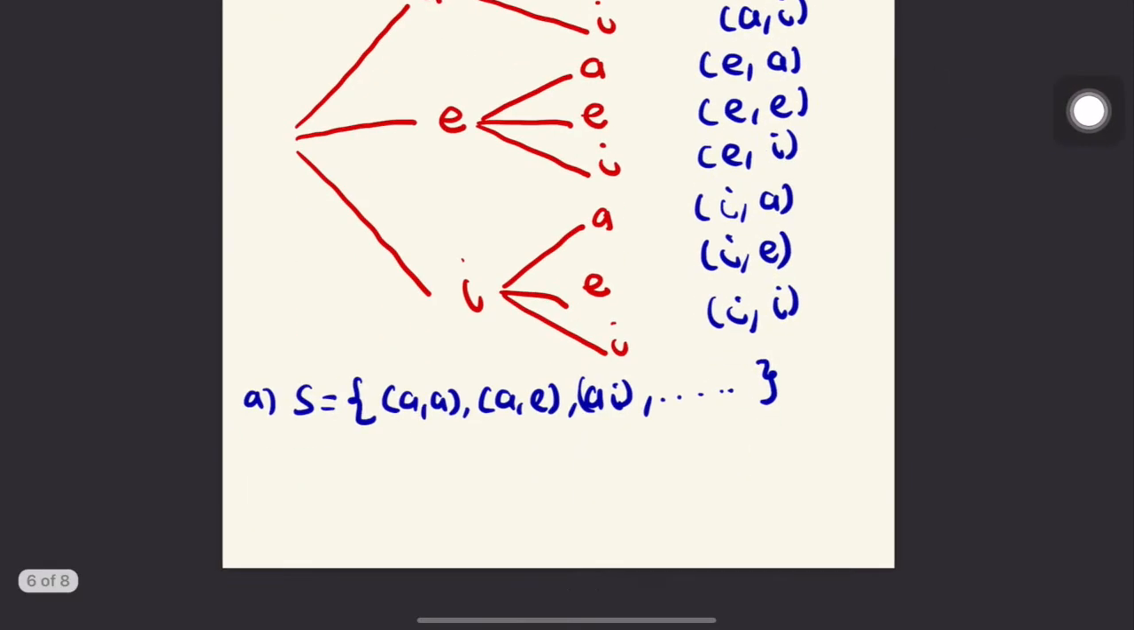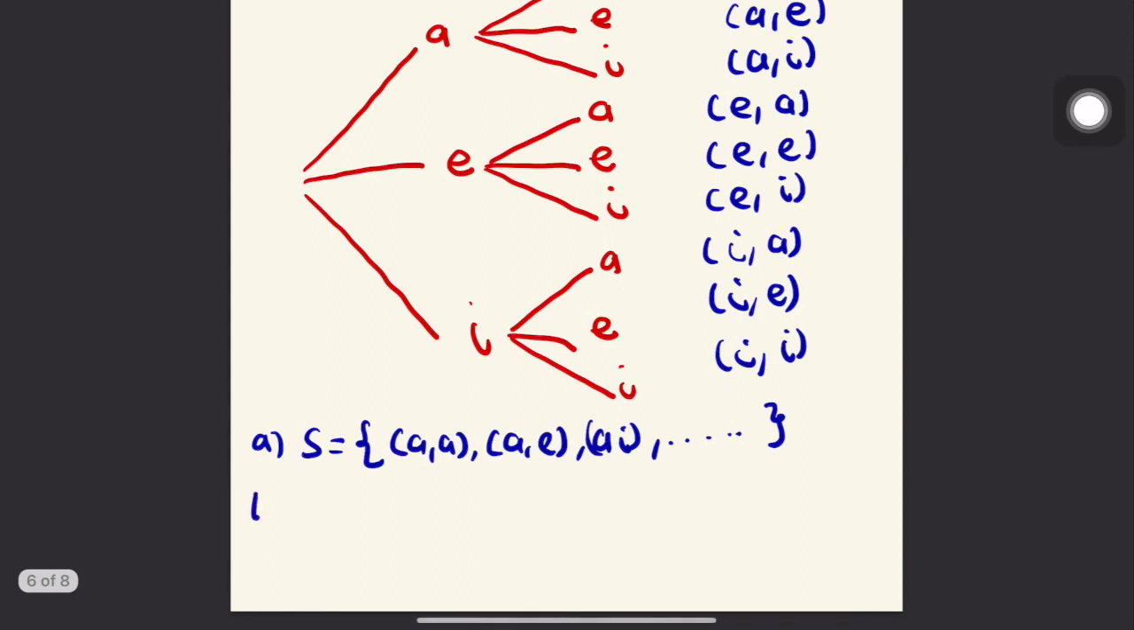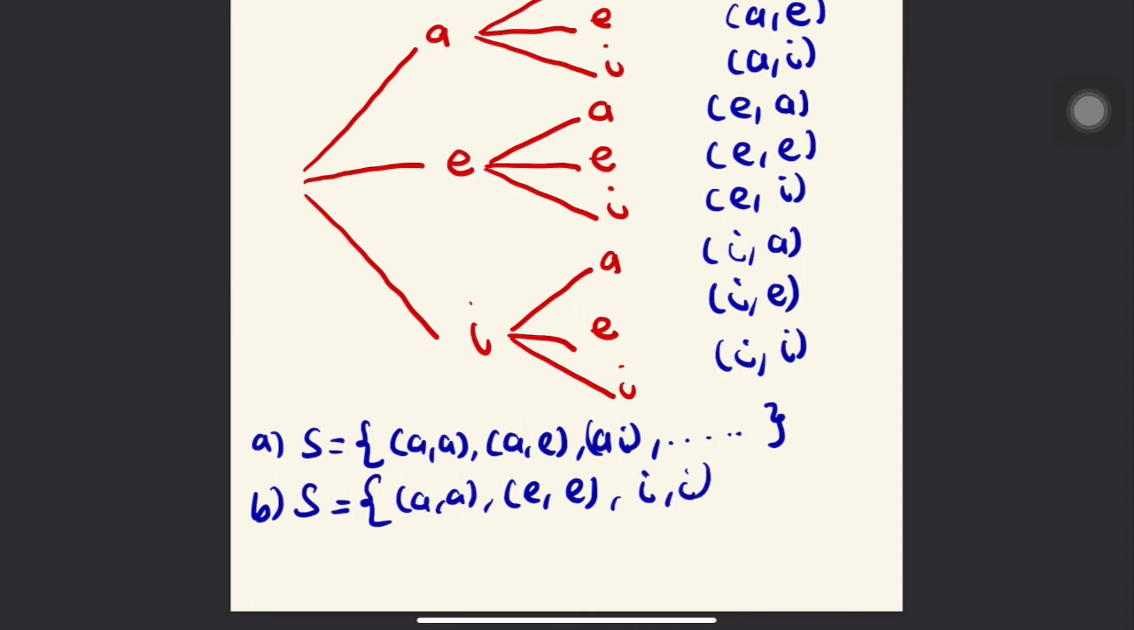Okay, boleh? Okay, so B. For example, S, same vowels. So we have A, E, and I. Okay, complement bagi different vowels.